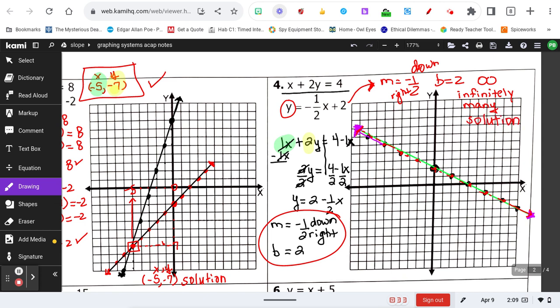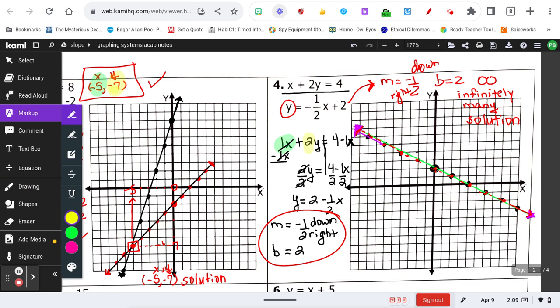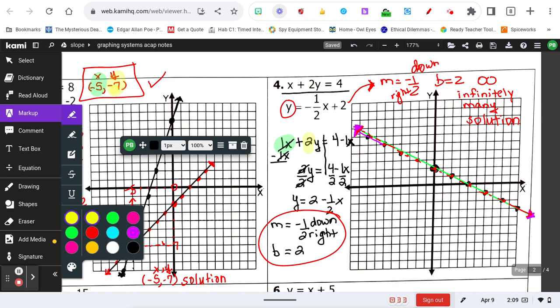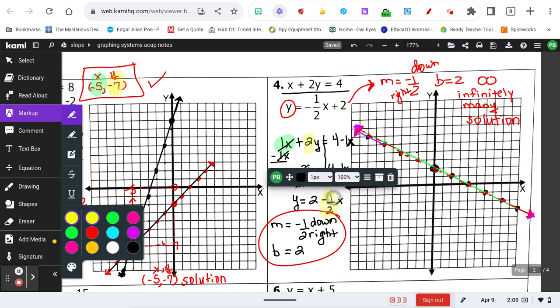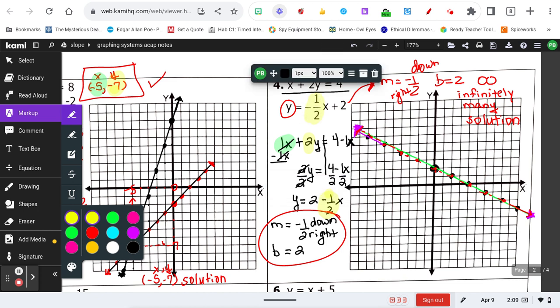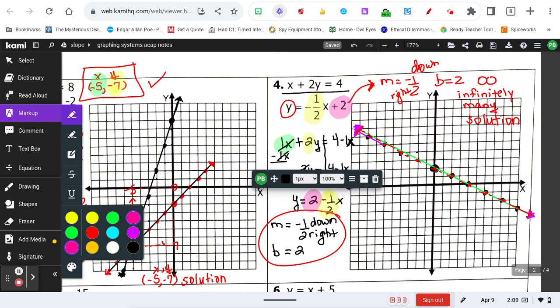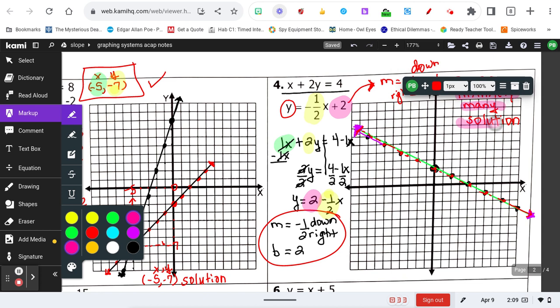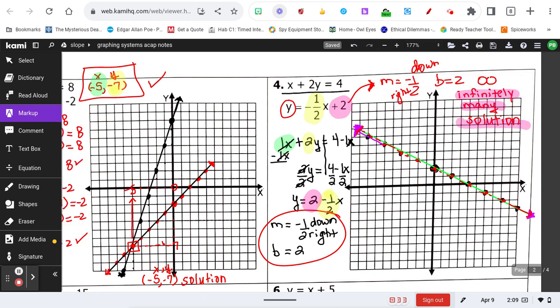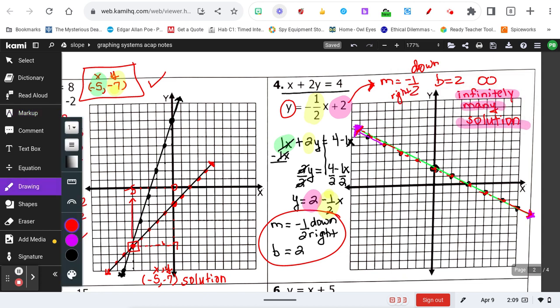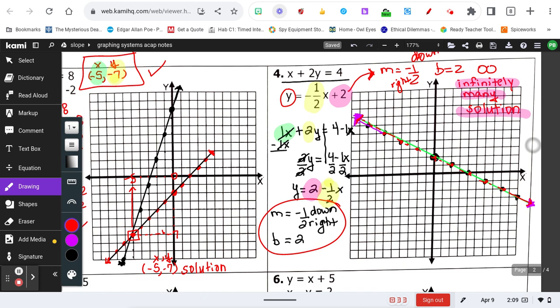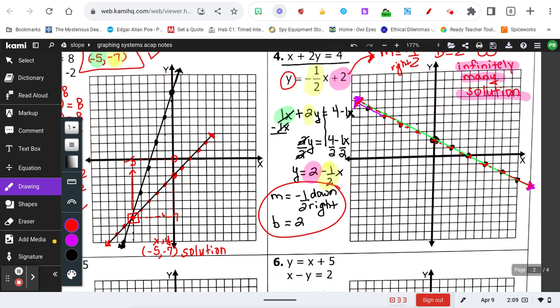If your two equations end up with the same slope, so this one had a slope of -1/2, that one had a slope of -1/2, and they end up with the same y-intercept, a y-intercept of 2, they're the same line, guys. So you're always going to end up with infinitely many solutions if they're the same line, because one's going to lay on top of the other one, okay? Same slope, same y-intercept. So let's put that down.